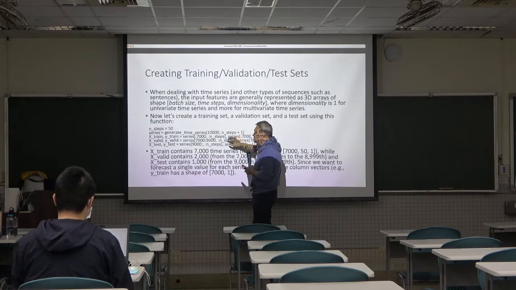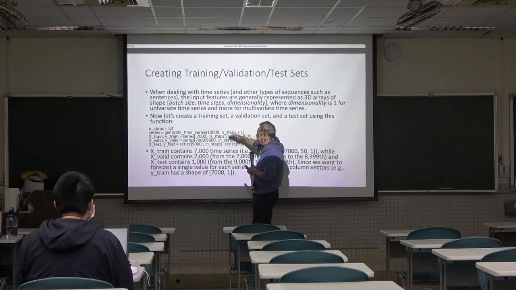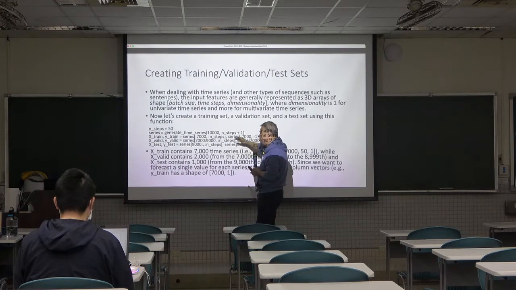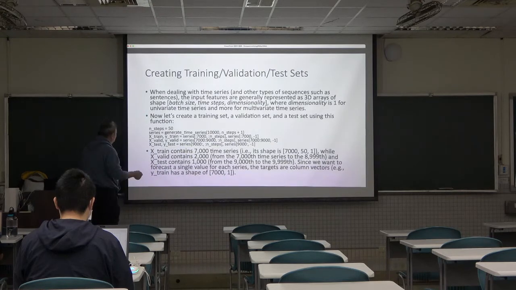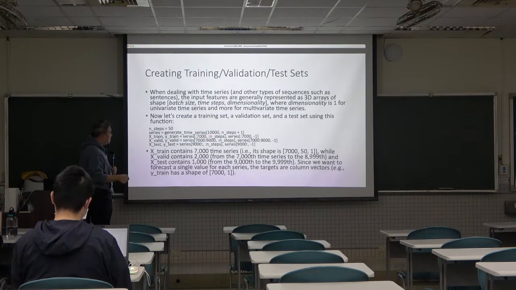And then we will break this series into training set, validation set, and test set. I think this is very easy to explain, so I will not go into detail here. We have training, validation, and test sets ready. The first 7,000 series are used for the training set, the 7,000 to 9,000, these 2,000 series, are used as a validation set, and the last 1,000 is used for the test set.